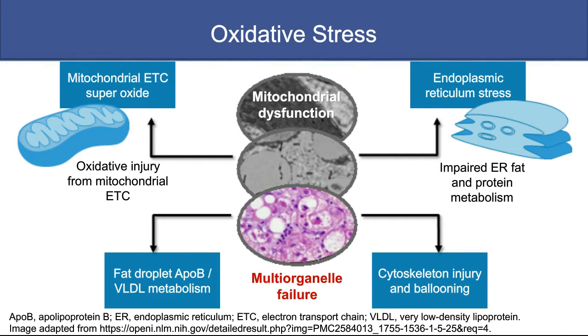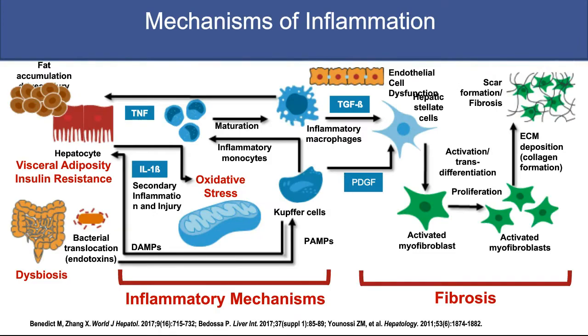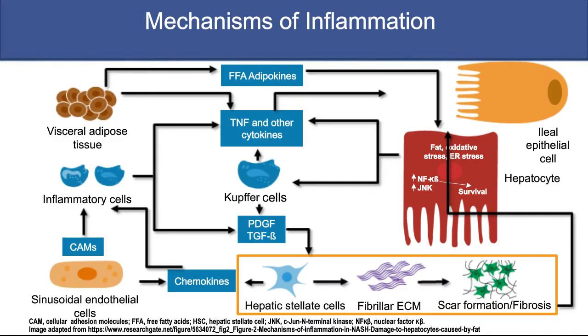Finally, inflammation, of course, can also play a role through a number of inflammatory cytokines, but also through inflammatory cells that lead to development of scar tissue and fibrosis, as well as hepatocyte damage, seen as hepatocyte necrosis and hepatocyte ballooning.